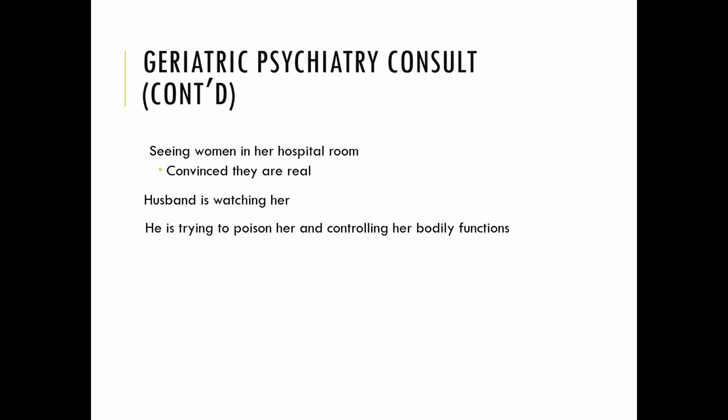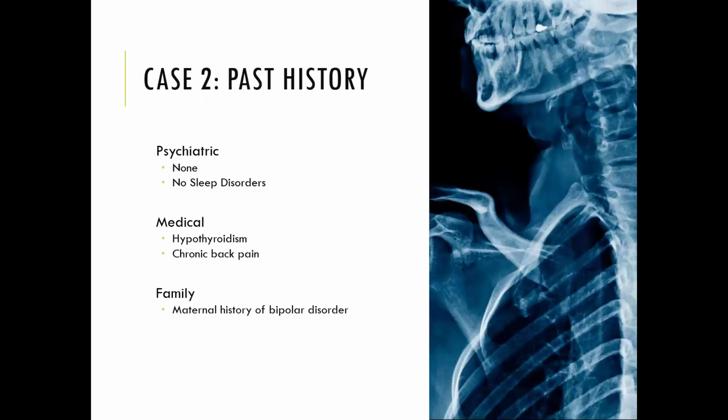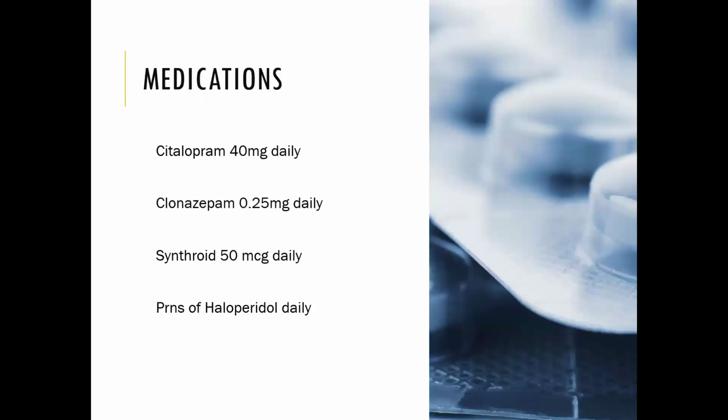She had some other psychotic symptoms: persecutory ideas, feeling like her husband was watching her and trying to poison her, and delusions of control, that he was controlling her bodily functions. Looking at other details of her history, she had no psychiatric history. She had no history of sleep disorder. That will come up later. She had hypothyroidism and chronic back pain, and a maternal history of bipolar disorder.